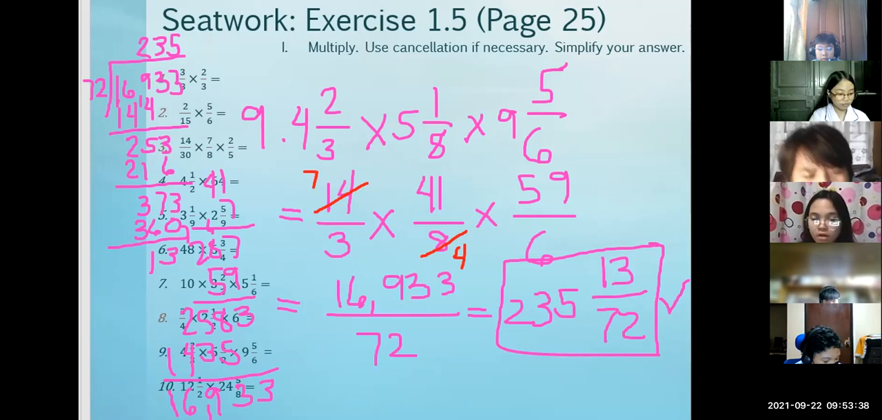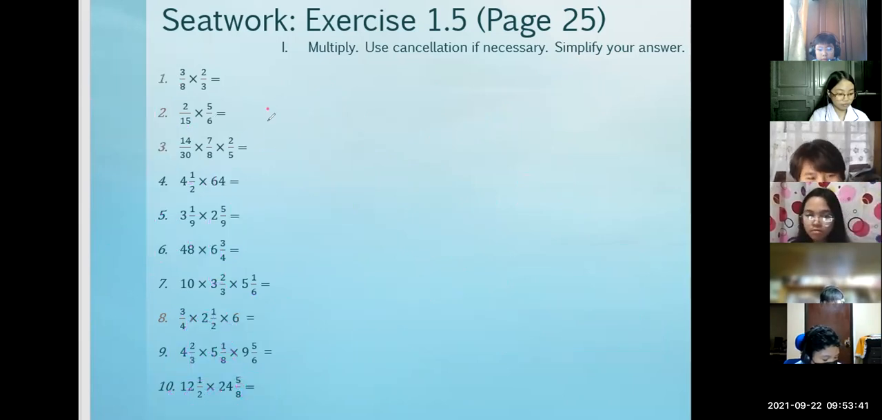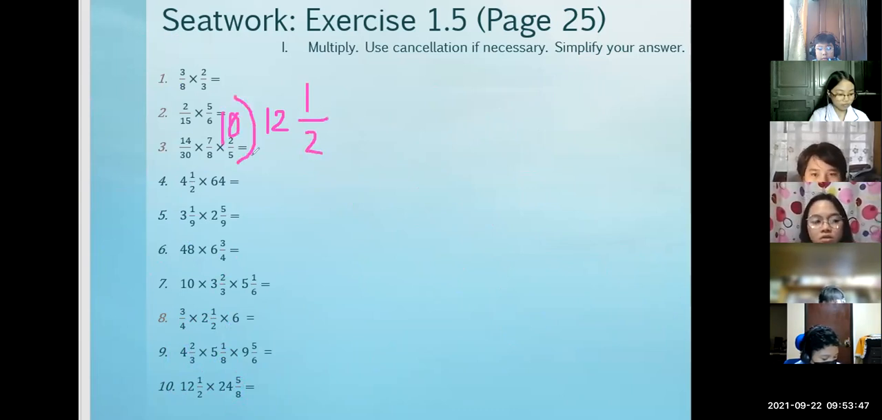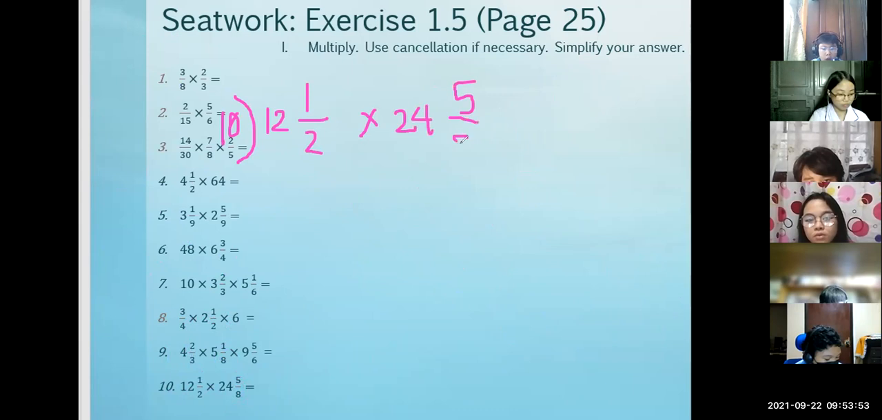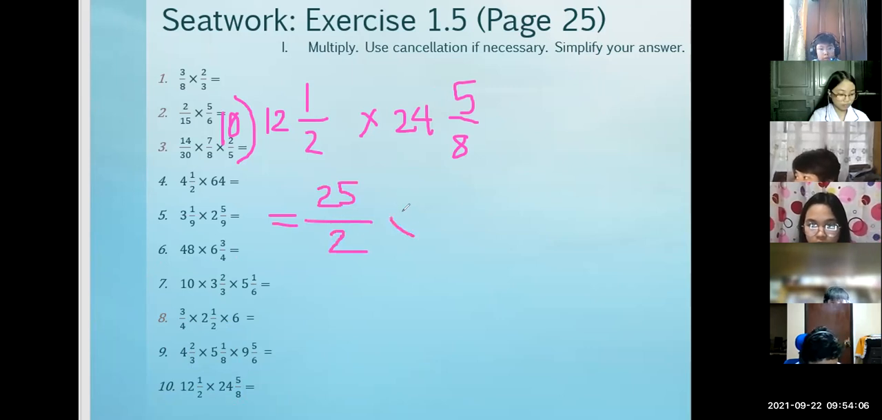Okay, let's now proceed to number 10. 10, it's 12 and 1/2 multiplied by 24 and 5/8 equals, so 12 times 2, it's 24 plus 1, 25 over 2 times, so 24 times natin sa 8, 48 rather. 32 pala, sorry class.